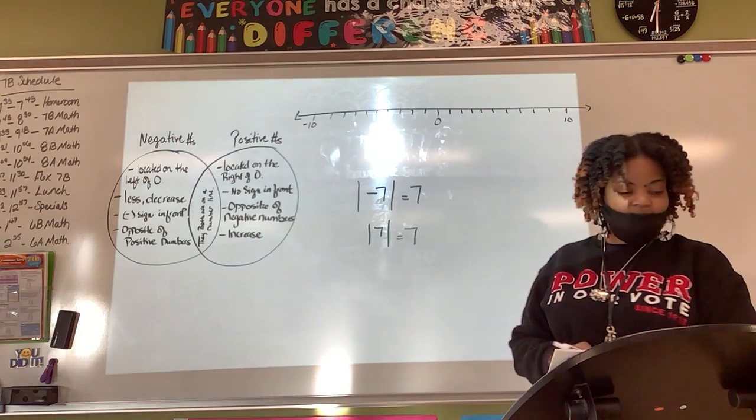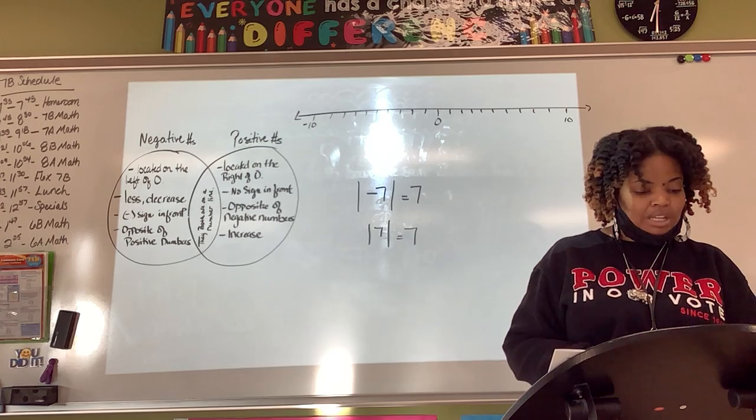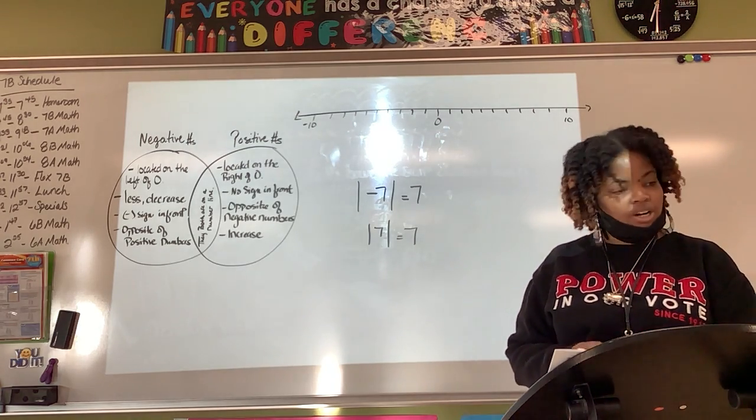All right, so now let's look at the question A. Where do we begin when we locate a number on the number line? 0, write it. Start at 0. Yep.